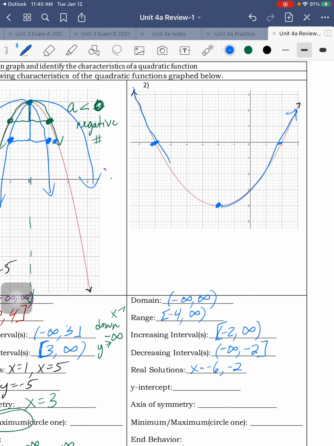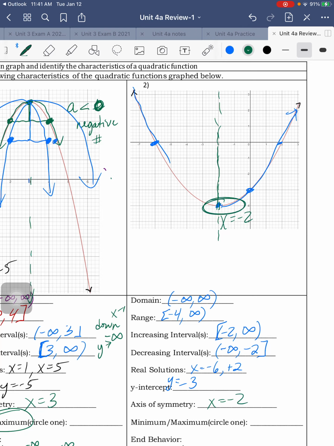And you could put it like this too if you want, -6 and +2. Y-intercept, where it crosses the y-axis, looks like a -3. Or you could put y equals -3, or you could put the actual coordinate. Axis of symmetry, look at your x value of the vertex, and that's x equals -2.